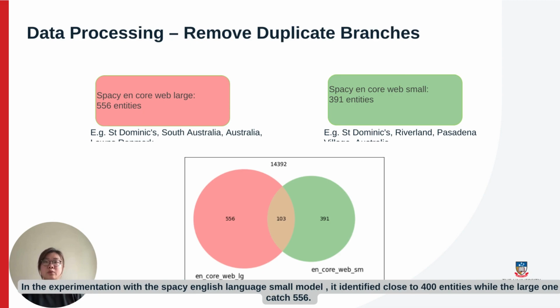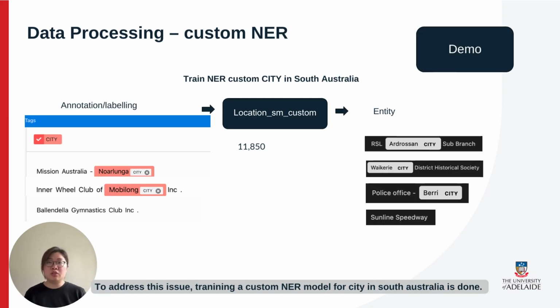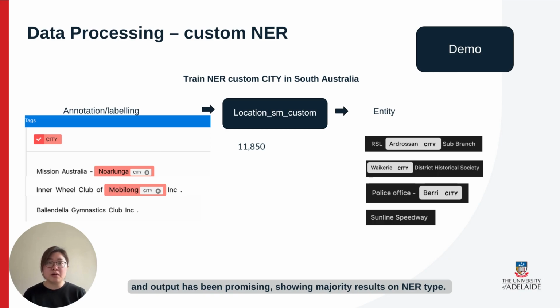In the experimentation with the spaCy English small model, it identified close to 400 entities, while the large one caught 556. However, a significant portion of entities still remain unidentified. To address this issue, a custom NER model was trained for a city in South Australia. 2,000 annotated samples were used to train the model on top of the existing English small model, and the outputs have been promising, showing majority results on the NER types.